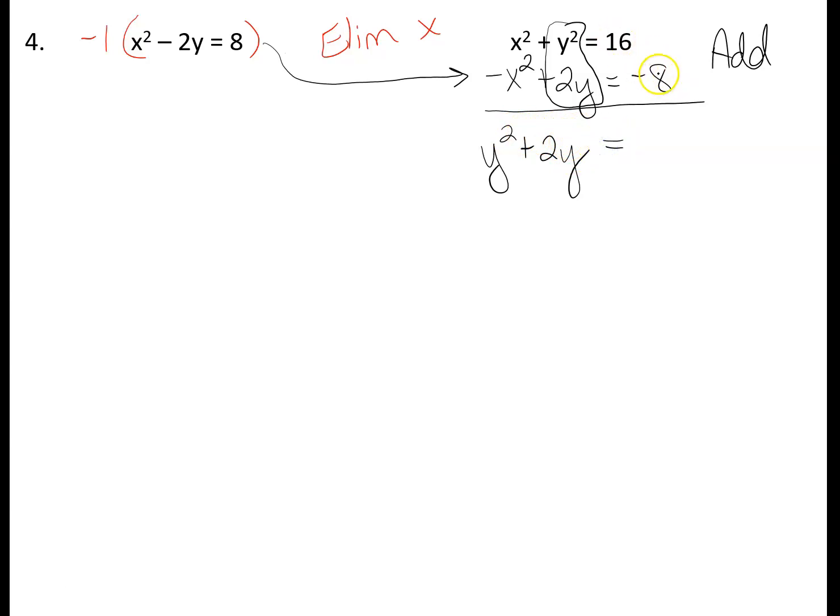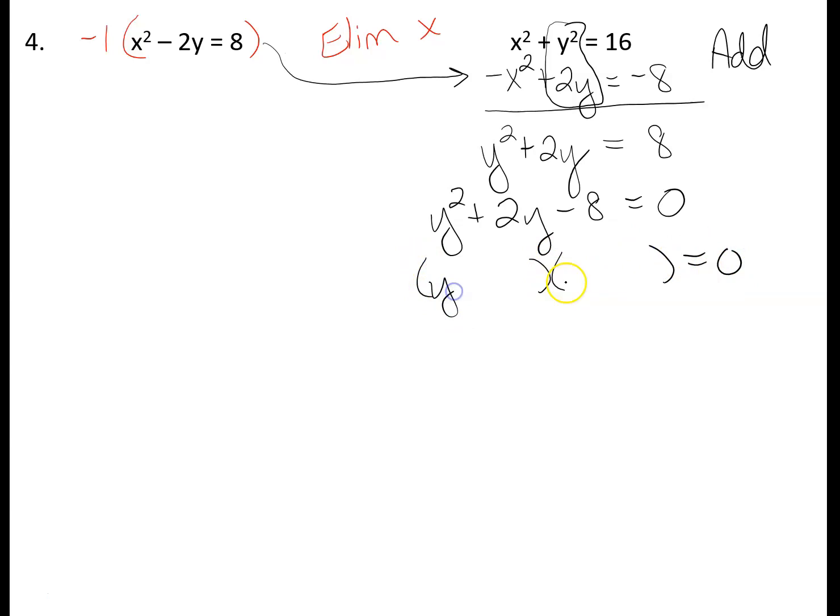But then over here we can do the constant. 16 minus 8 is 8. And so this is a quadratic equation. Let's set it equal to 0. Subtract the 8. And let's see if we can factor it.